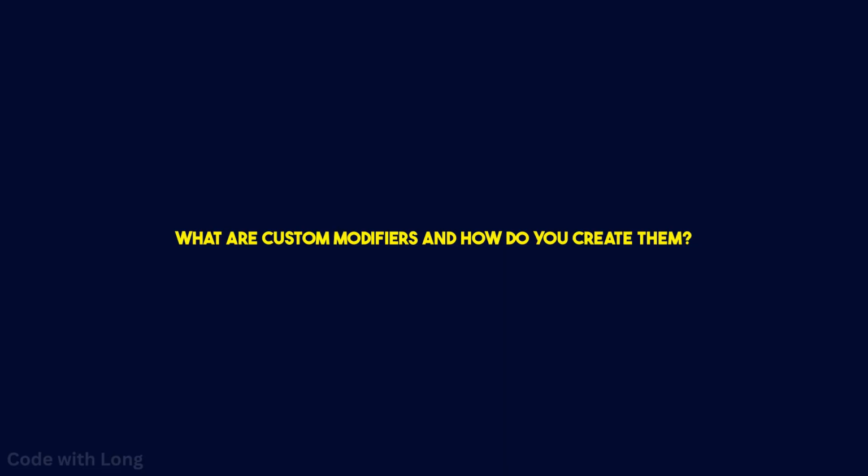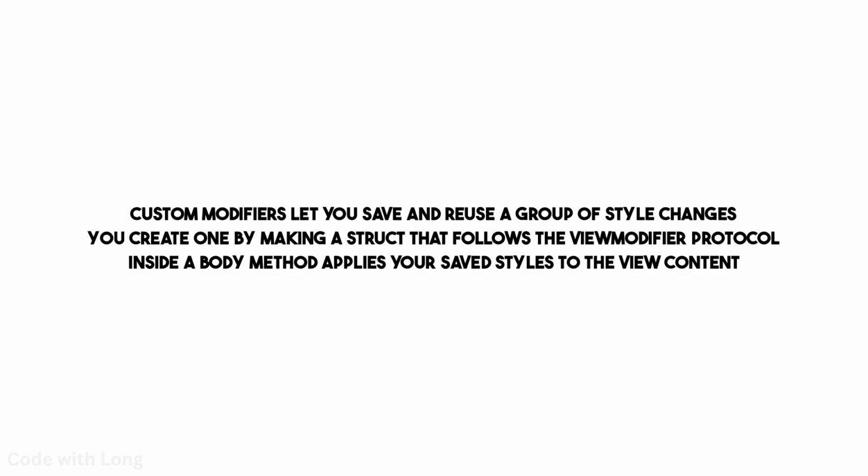What are custom modifiers and how do you create them? Custom modifiers let you save and reuse a group of style changes. You create one by making a struct that follows the ViewModifier protocol. Inside, a body method applies your saved styles to the view content.